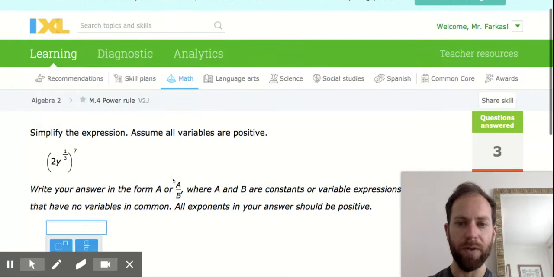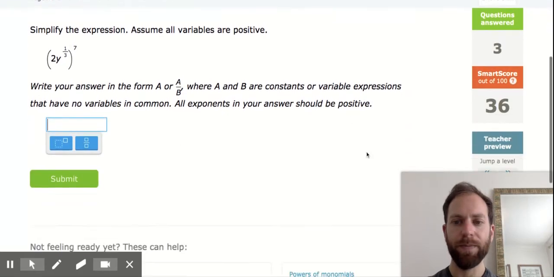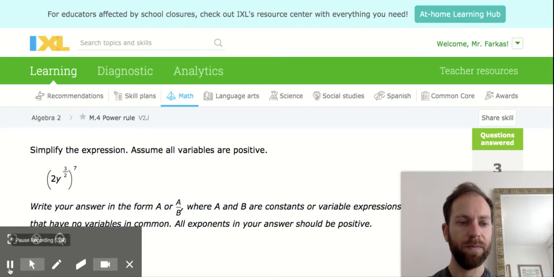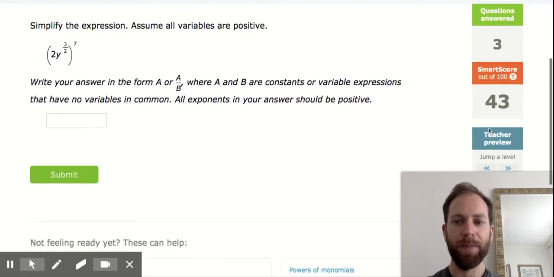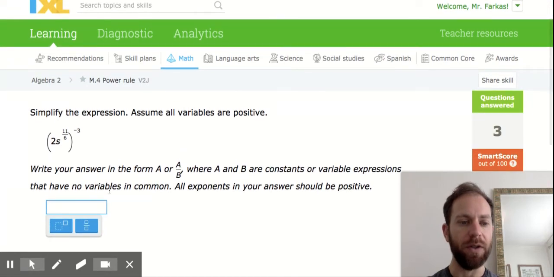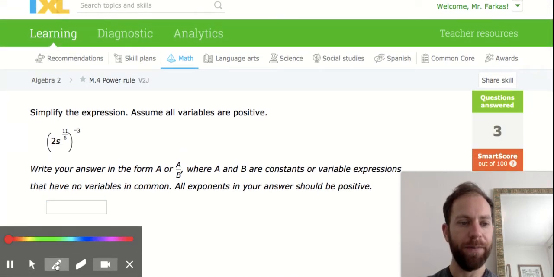All right, this one's very similar to the last one. As is this one. All right, this one looks a little trickier. Let's go ahead and do this together.